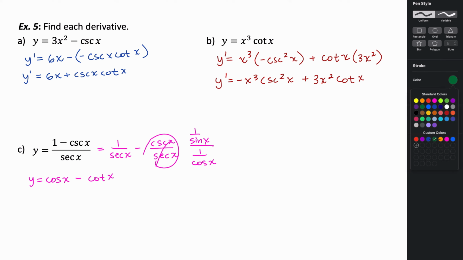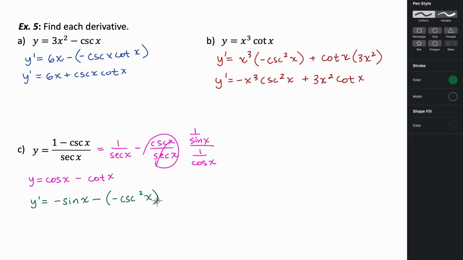And now we can just take the derivative of what we have here. So we end up with y prime equals, we know the derivative of the cosine is negative sine of x, minus, and then the derivative of the cotangent is negative cosecant squared x. So simplifying, we get that y prime is negative sine of x. Multiplying the two negatives gives us plus cosecant squared x. And that would be the derivative of what we started with.